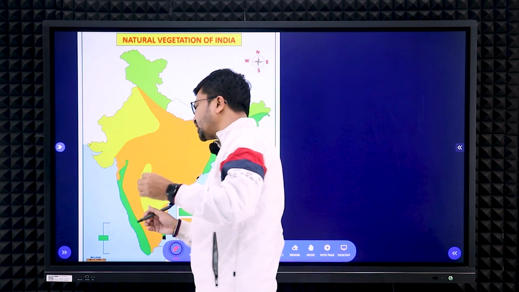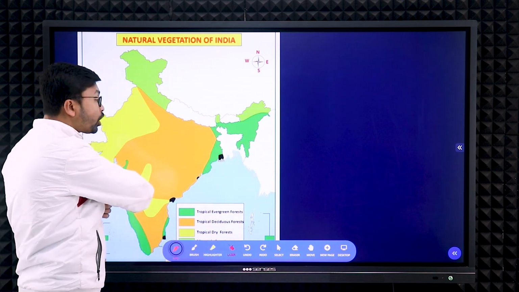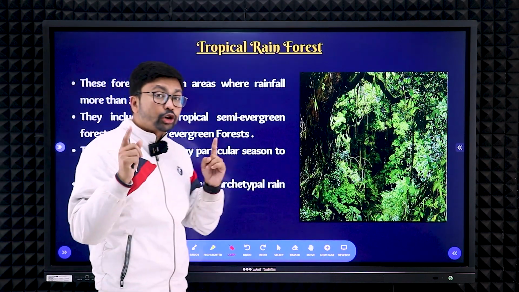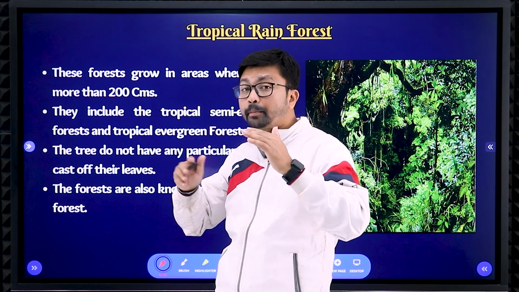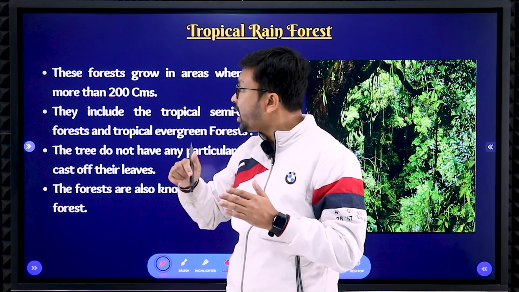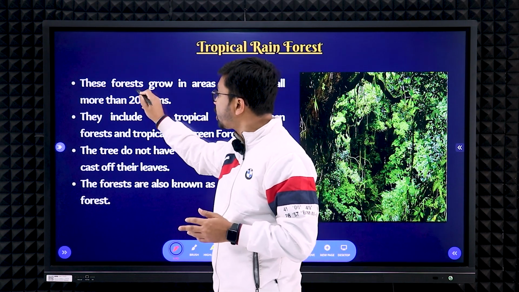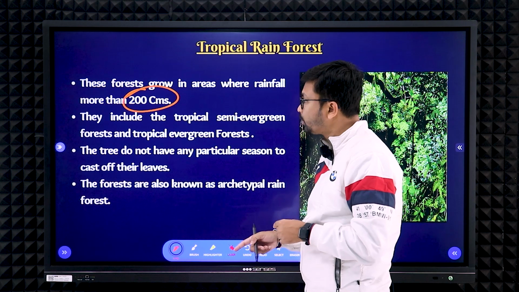We'll discuss all those things in detail in the next slide, as I said. So let's start with the tropical evergreen forest. What are the adaptations they are doing? So for tropical evergreen forest, remember two important factors here. The temperature will be very high, and the amount of rainfall will be very high. The amount of rainfall will be more than 200 centimeters. Mark it, more than 200 centimeters.